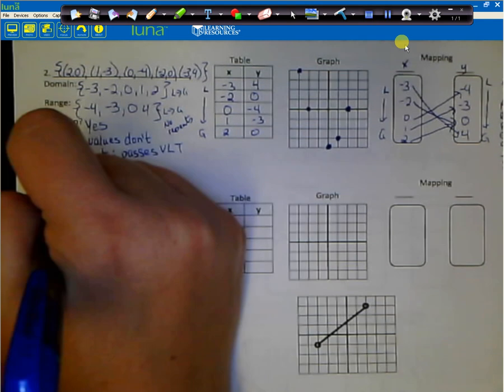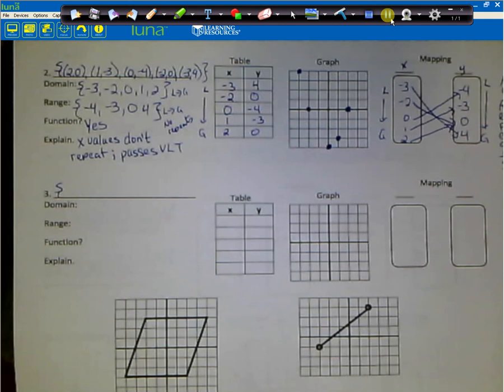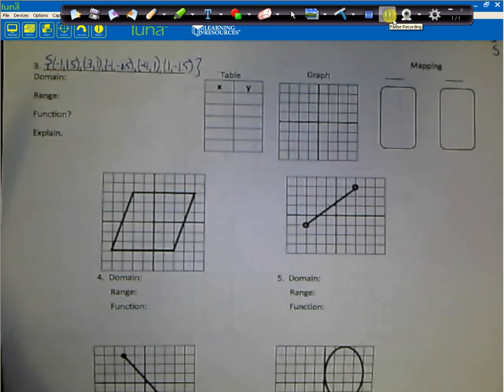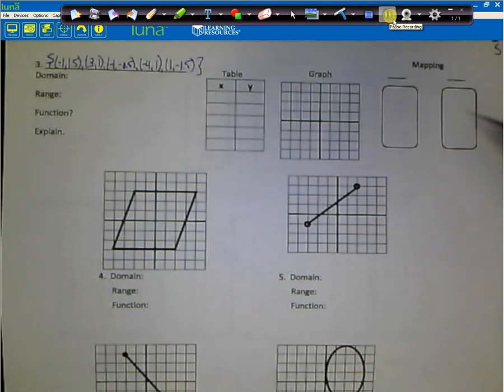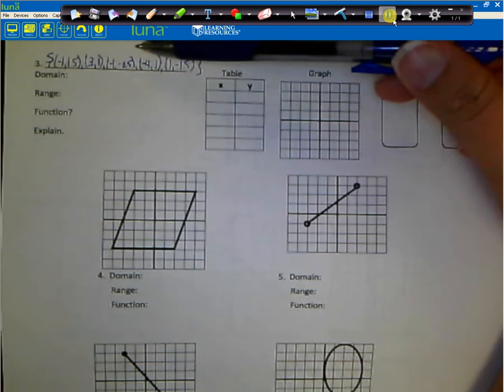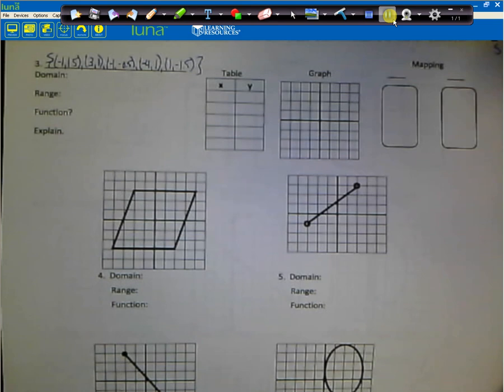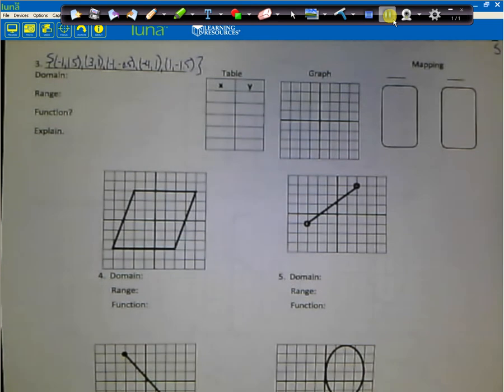All right, number 3. Just a second. All right, now we're going to look at number 3. Your points for number 3 are (-1, 1.5), (3, 1), (-1, -0.5), (-4, 1), and (1, -1.5).